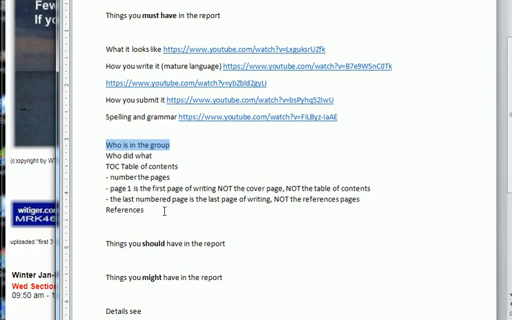I've had students hand in a report and they said it was 14 pages. Well, it wasn't 14 pages, it was 9 pages because when I actually looked at the cover page, they counted that. And then the table of contents, they counted that. And the references pages, they counted that. And the final blank page, they counted that. So just be honest with the number of pages.